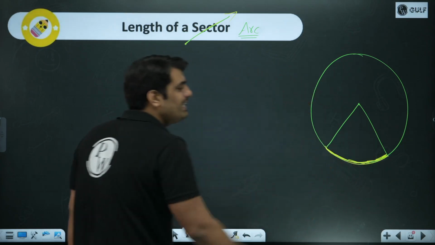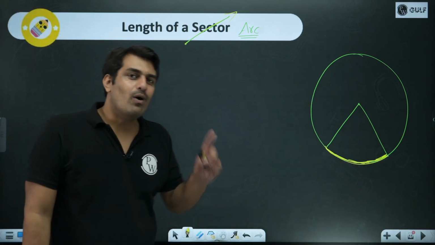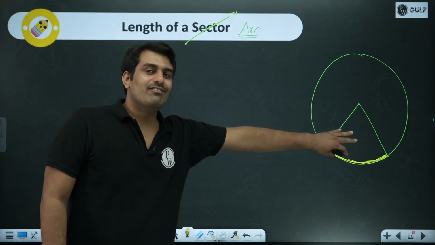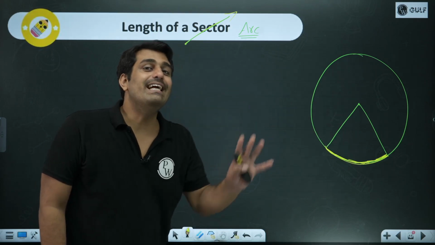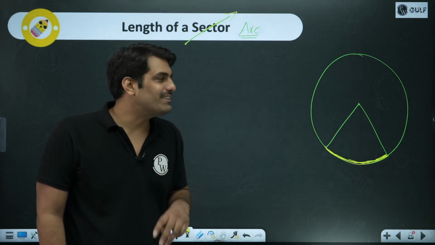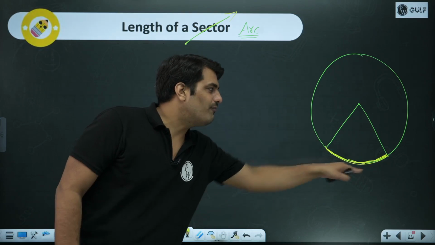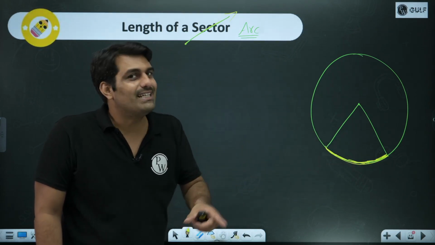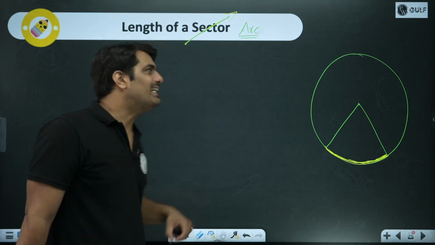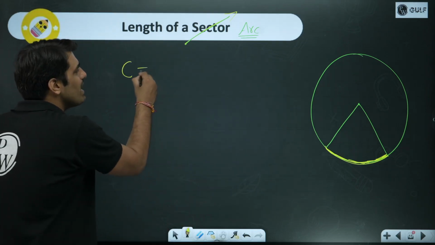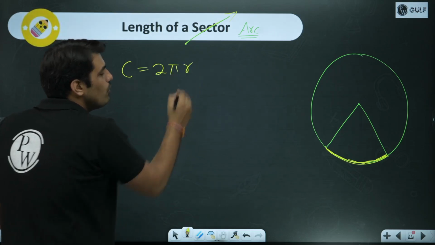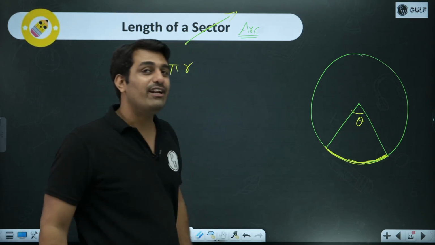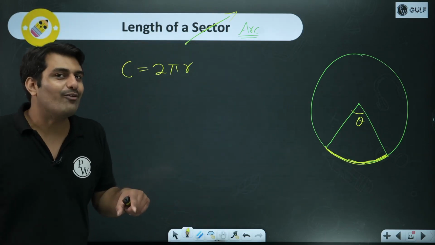And after seeing this length, one thing should come to your mind. What? When we talked about the area of the sector, we were talking about the area of the complete circle. And now we are talking about the length of this arc. We should talk about the length of the complete boundary of the circle, which is the circumference. The complete circumference, which we know, is 2 pi r. And the central angle through which we calculated the area of the sector, through that we can also calculate the length of the arc.